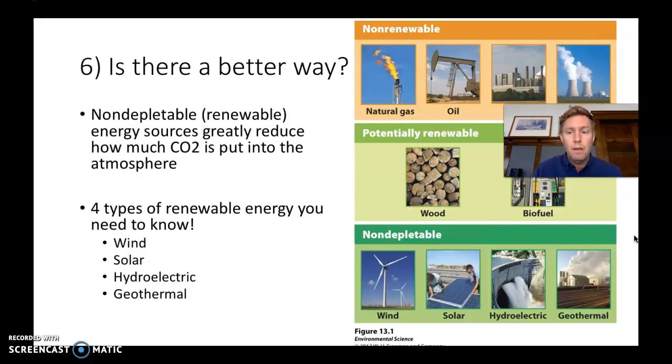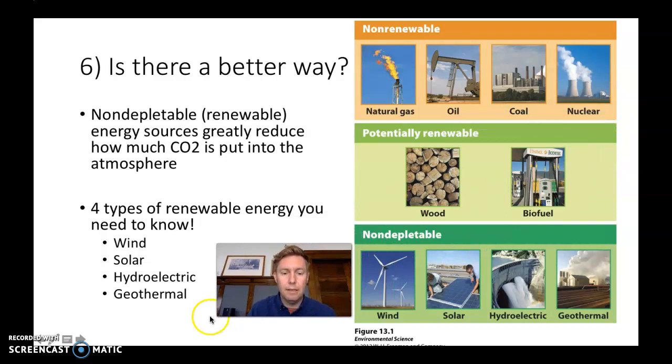Okay. Now, is there a better way to create electricity than burning coal, oil, natural gas? Yes, there is. There's a cleaner way to do it. Now, is this a perfect way? No, we still need to build the wind turbines, the solar panels, and the dams and the geothermal. But once we have these sources of energy going, they don't create carbon dioxide.